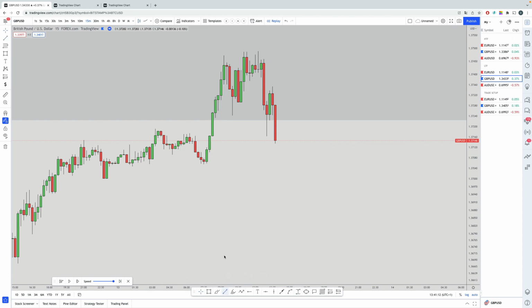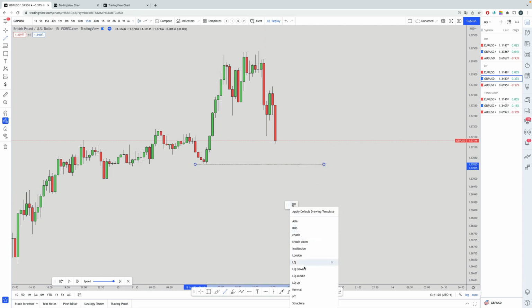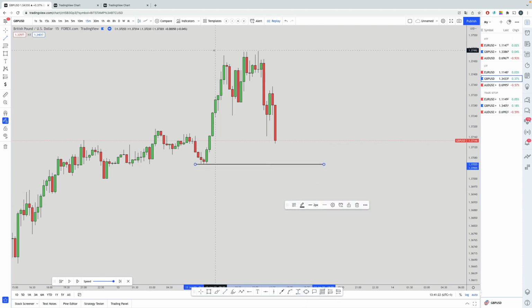Here, by analyzing structure, let me just remove the liquidity. Here, the supply zone, we know we're in the supply zone, but here you can see that we are in a bullish range, super important, which means price is still bullish. And price has broken this previous structure, so this is why it is confirmed to be bullish.